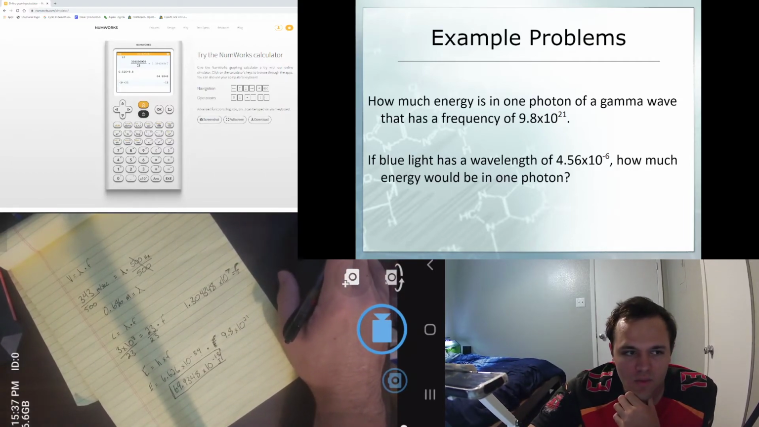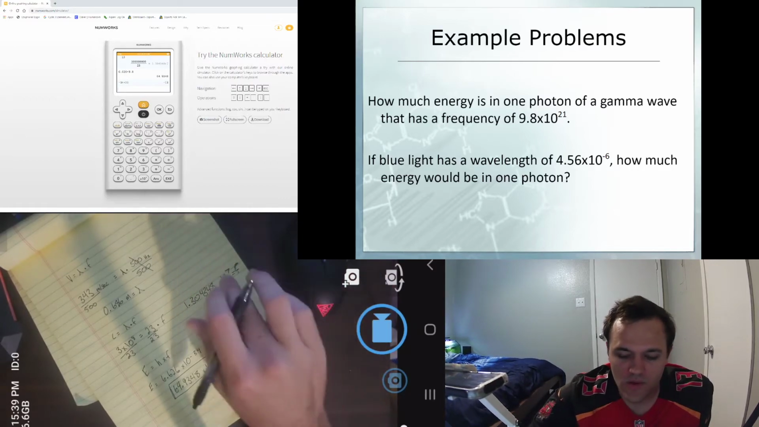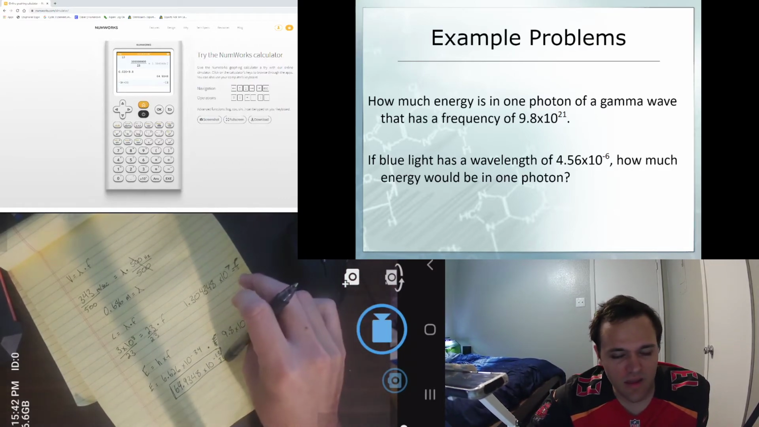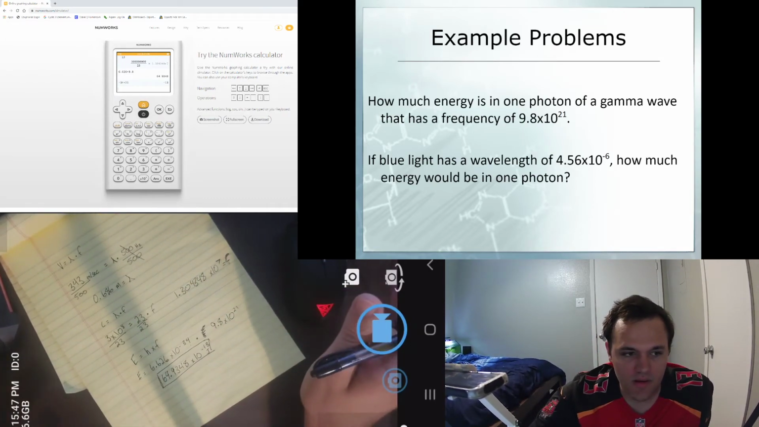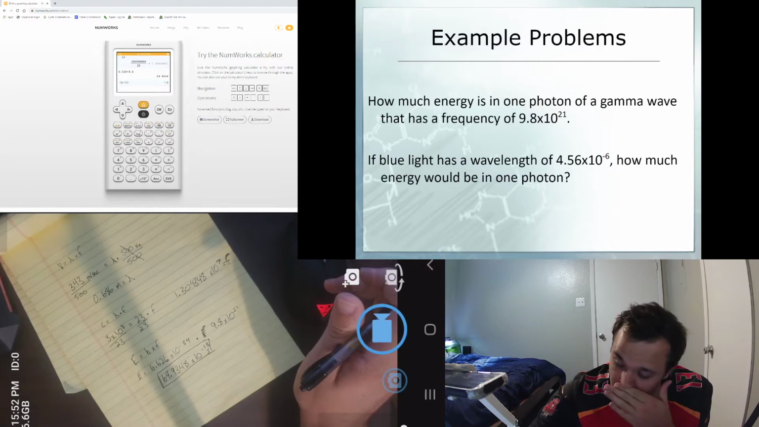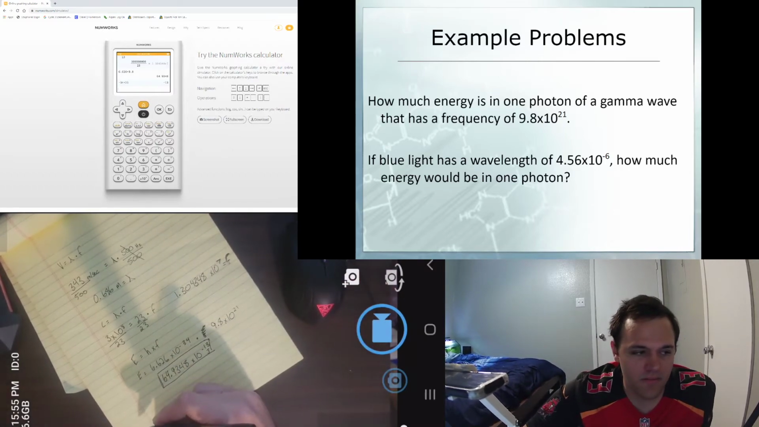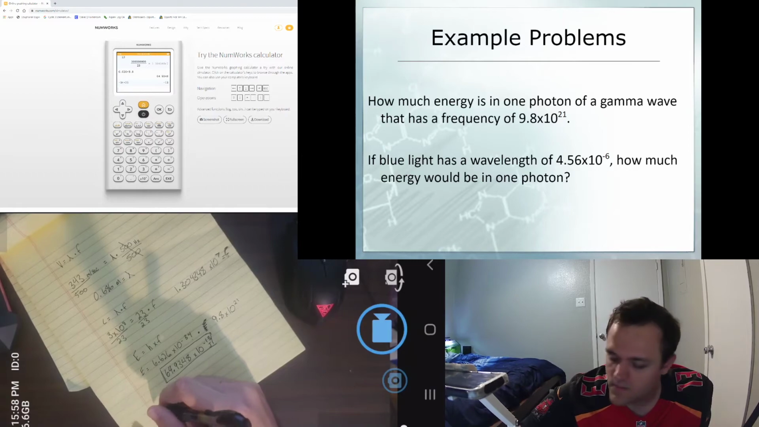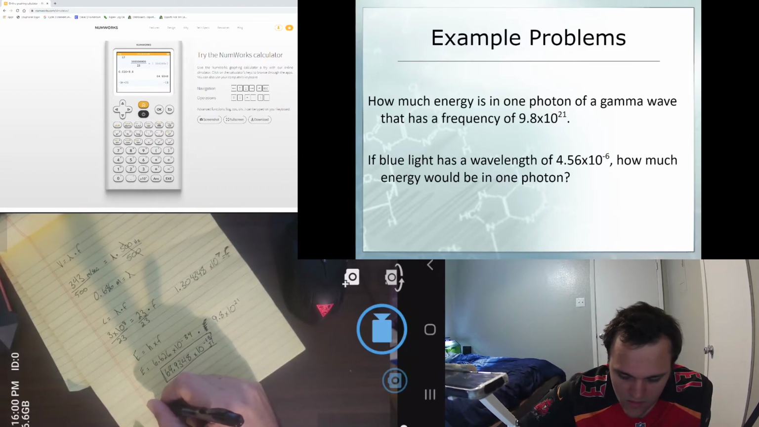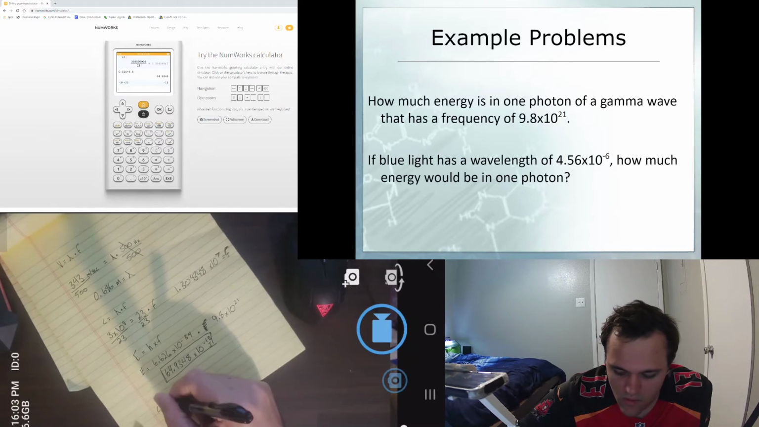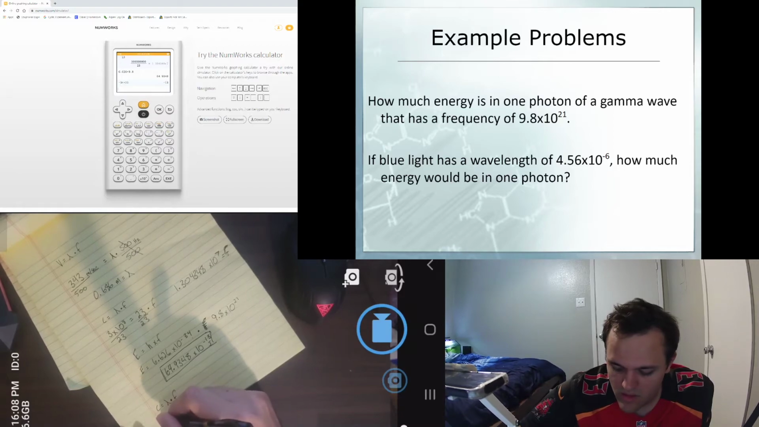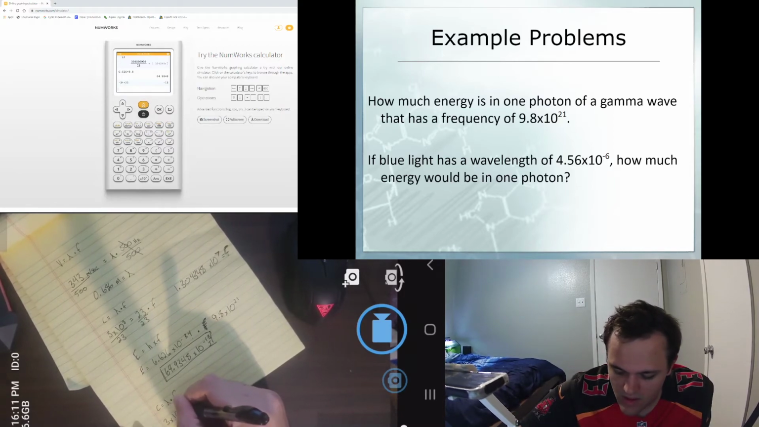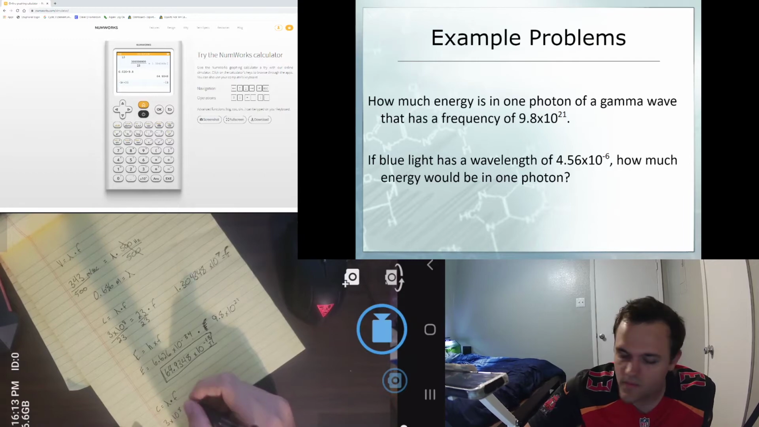All right, so the second one is a little bit trickier. It's got one extra step because it doesn't actually give you the frequency. Instead, it gives you wavelength. But luckily, because it's an electromagnetic wave, we can use that to find the frequency. So if you remember from the last set of problems we did, we know that C is equal to lambda times frequency. We know that C is always going to be equal to 3 times 10 to the 8th when we're talking about electromagnetic waves.